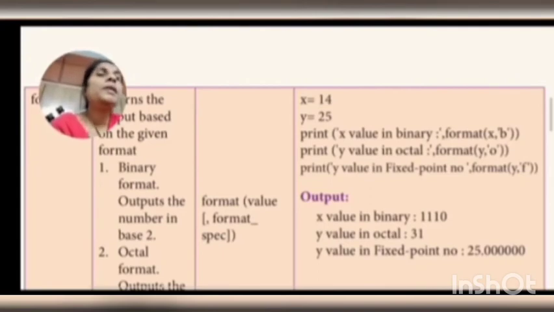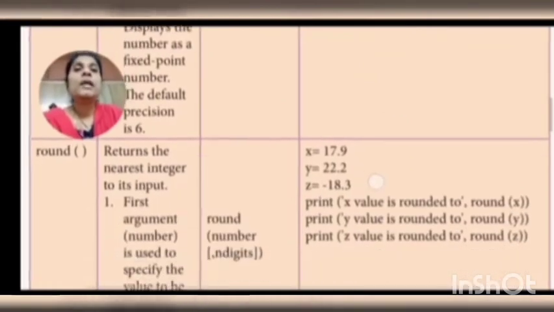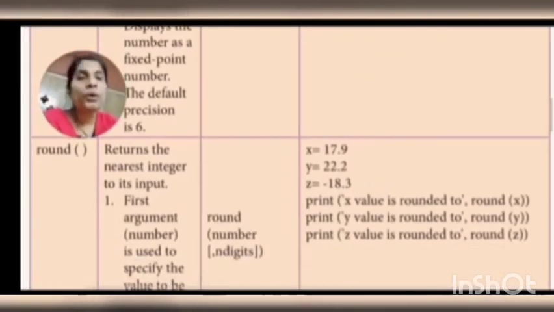So in the next print statement we send y, that is 25, and o for octal. And in the next print statement we send y and f, that is y is 25 and f is for fixed point number. So it returns us the following values. So the next function is the round function.